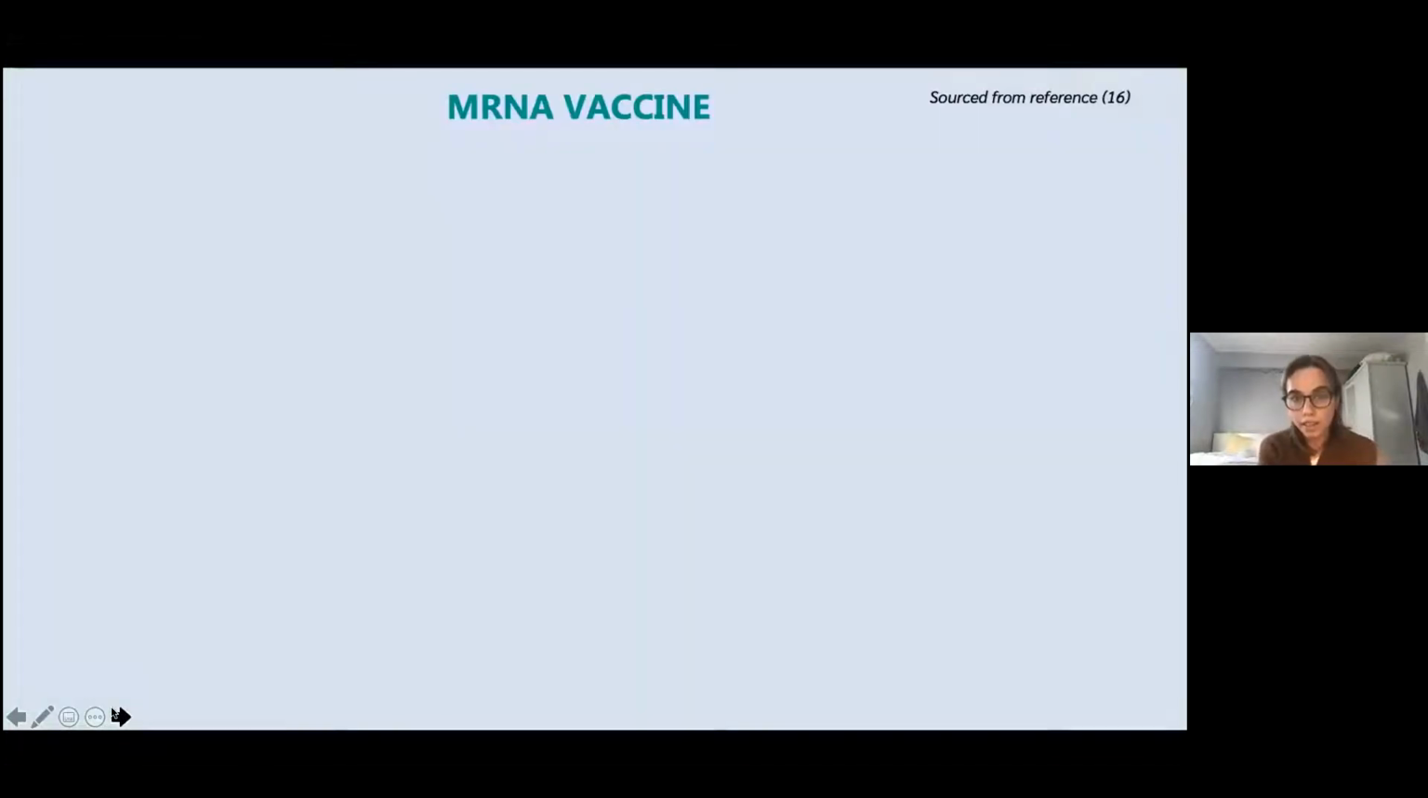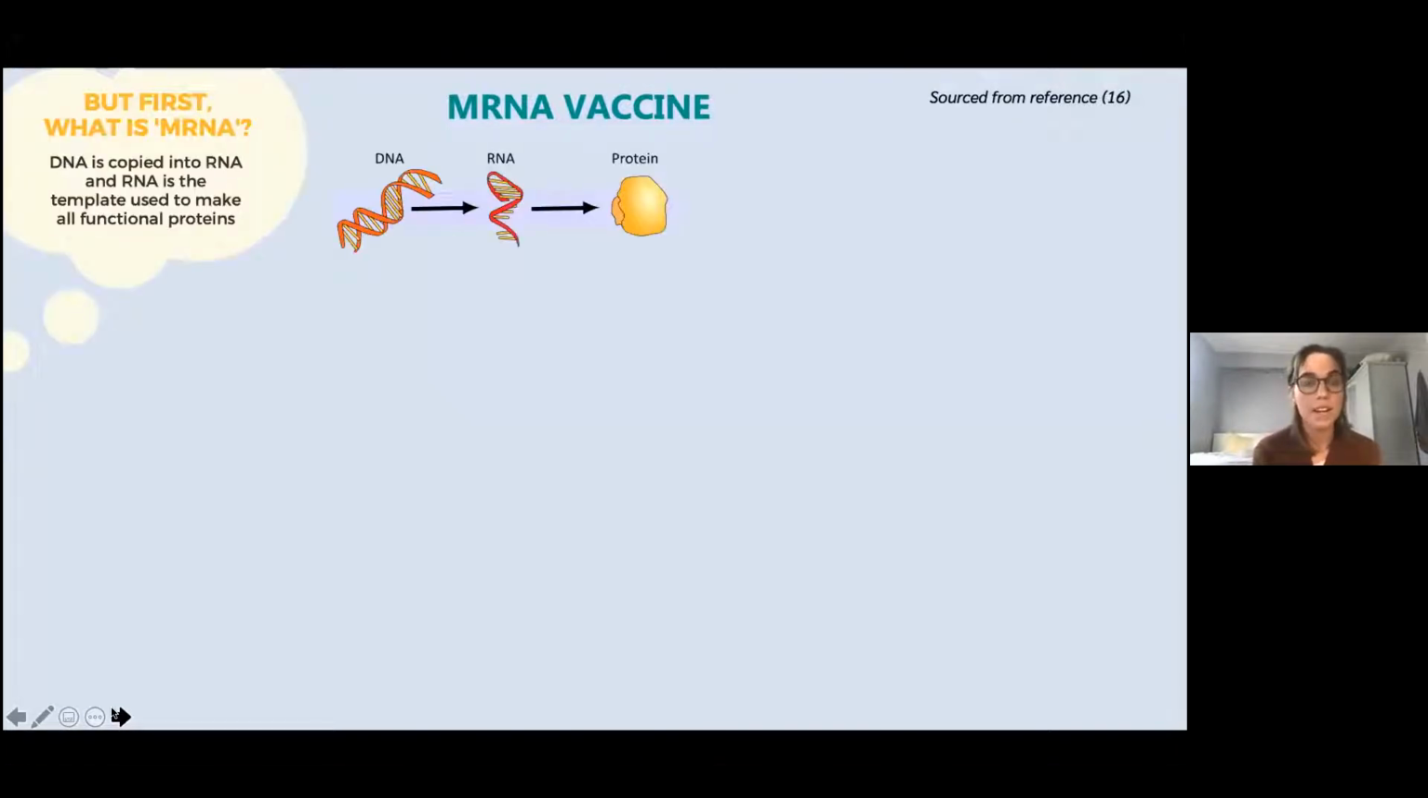In terms of the COVID-19 vaccine, the ones that are currently approved in Canada are mRNA vaccines, but we need to first understand what mRNA is. As we all know, DNA encodes all the genetic material. It contains our genetic blueprint. And then DNA is copied into RNA, and that RNA template is used to make all functional proteins in the body. Okay, so how will this mRNA vaccine work then?